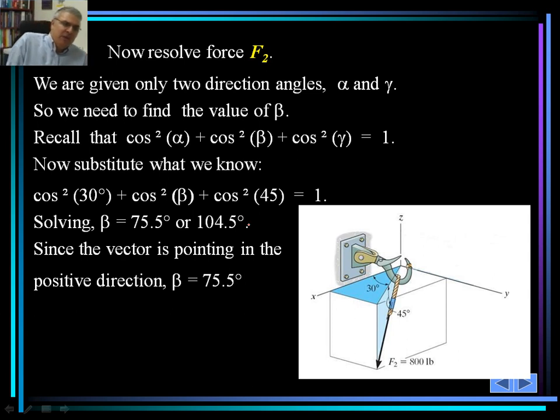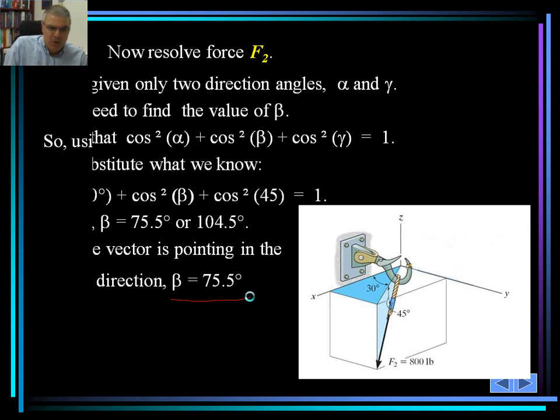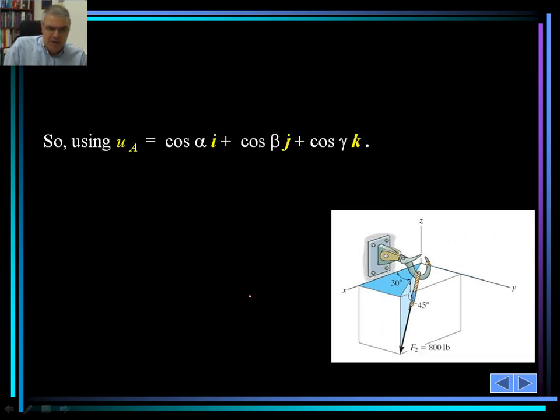It depends on where we measure it from. From one side it is 75.5, from the other side it is 104.5. So the vector is pointing in the positive direction, so we take beta as 75.5.